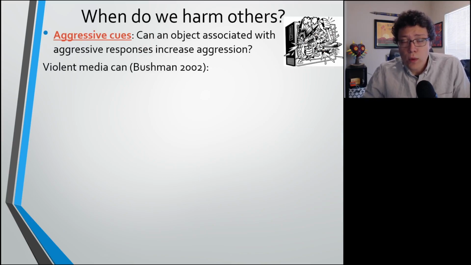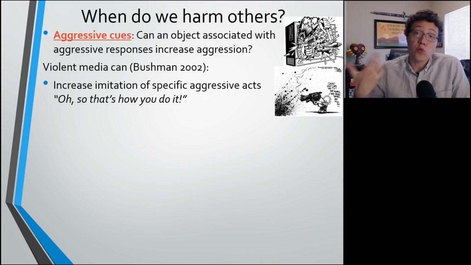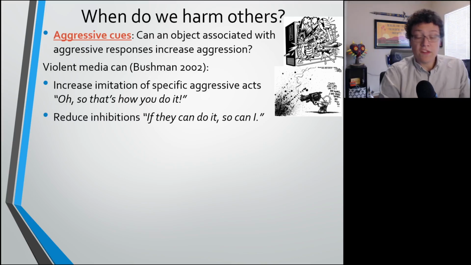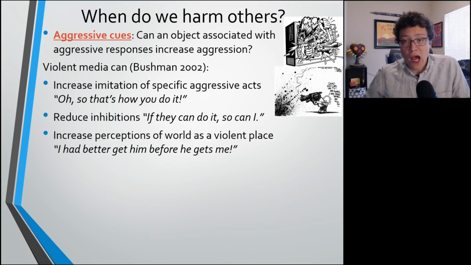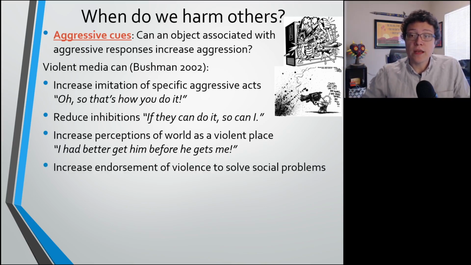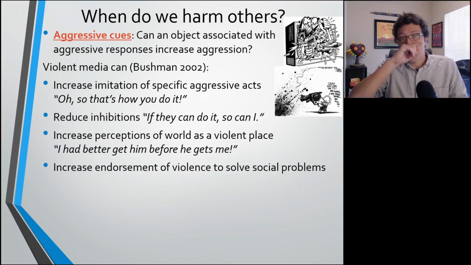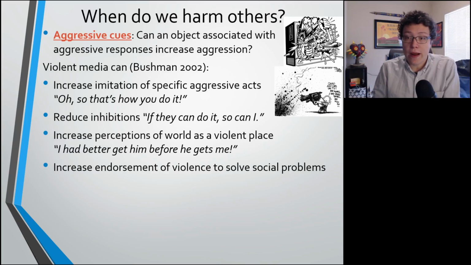But with violent media, we know there are some things. Violent media can increase imitation of specific aggressive acts, like, oh, that's how you do it, so now I know, through observational learning. It can reduce inhibitions: if they can do it, so can I. It can increase perceptions of the world as a violent place. If we see people acting violently, we might think, if we think back to the representativeness heuristic or the availability heuristic, that that's how the world is. We might increase endorsement of violence to solve social problems. Maybe we should take out this group of people in order to fix things, or maybe we should just do X, Y, or Z that's aggressive.